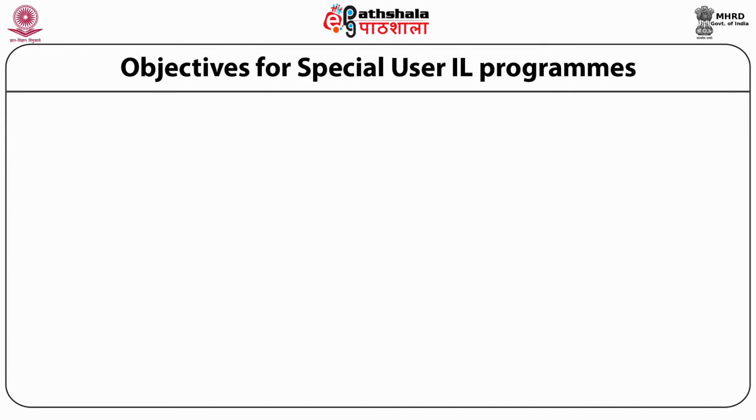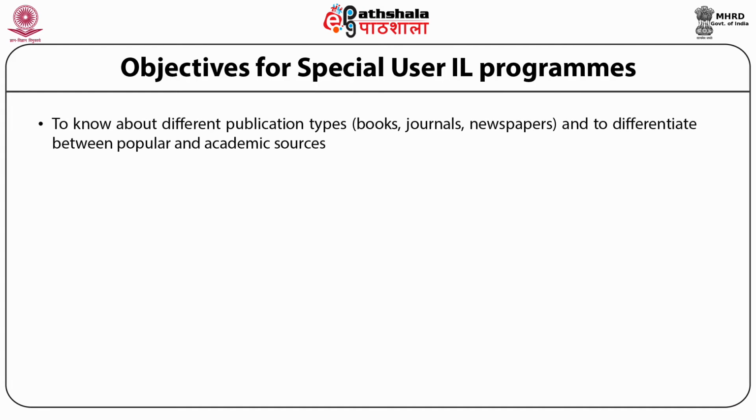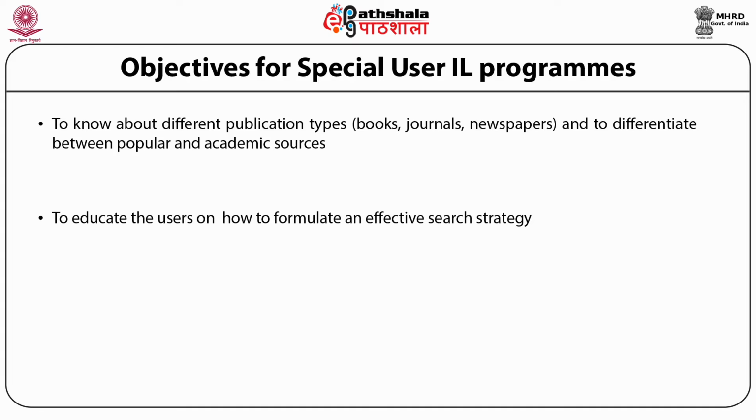Objectives for the special user information literacy programs. The programs designed for the special users or expert users have the following objectives: to know about the different publication types, books, journals, newspapers, and to differentiate between popular and academic sources and resources; and to educate the users on how to formulate an effective search strategy, which is very important for special kinds of users like research scholars as well as faculty members.